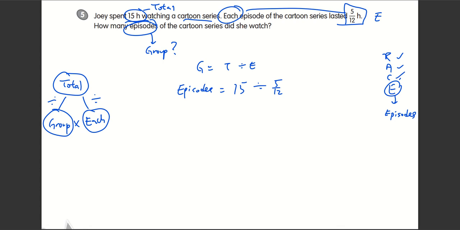I'm going to choose the method, like I said, group each and total, and I'm going to use the method of keep change flip here. So 15 divided by 5/12: keep 15, change division to multiplication, flip, and then simplify. I've got 36 episodes. So she watched 36 episodes of the cartoon series.